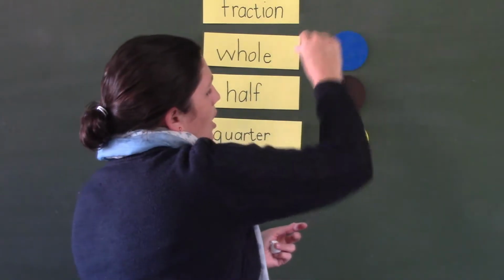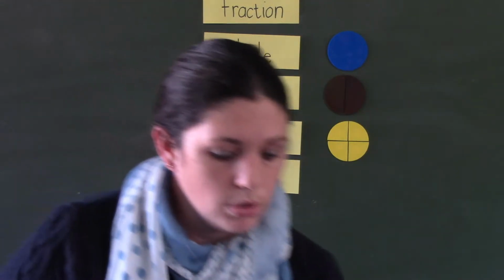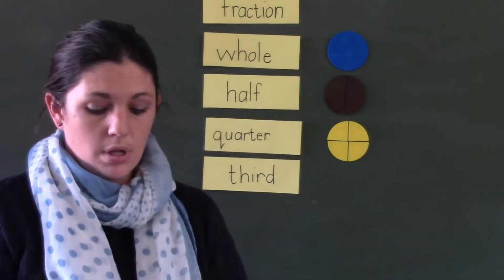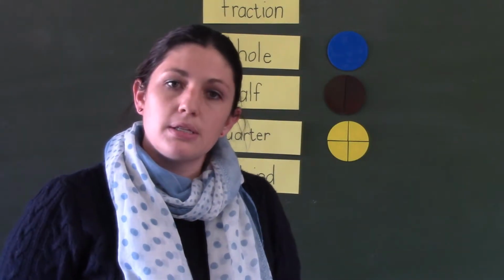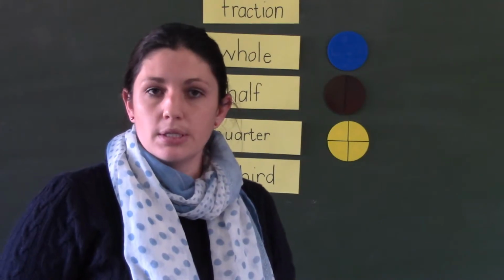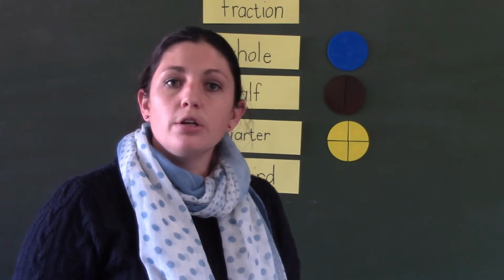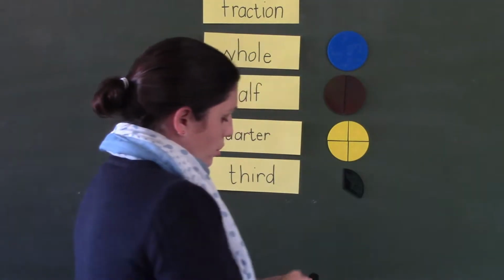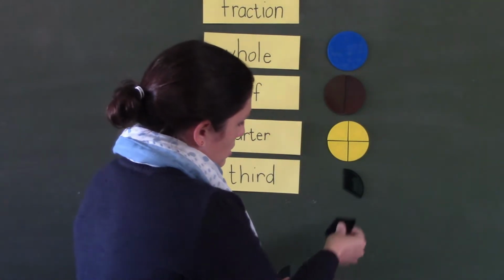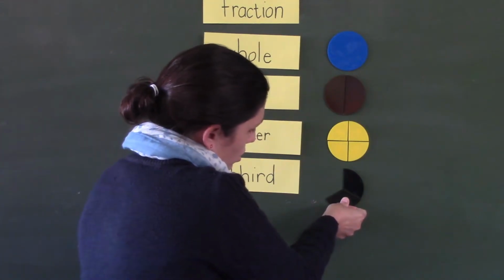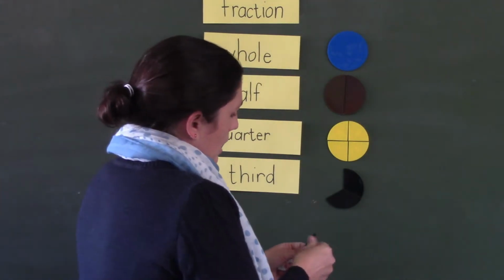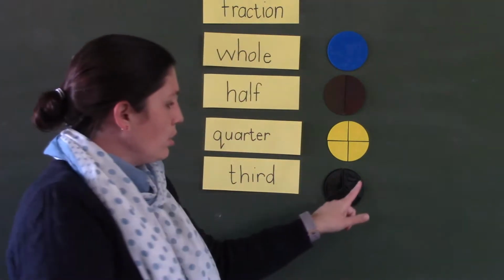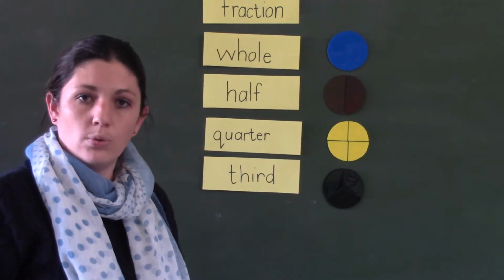Okay. Now there's another way that we can do this. If I'm sharing my pizza between 3 people, I'm going to cut it into 3 pieces, obviously equal pieces. And each piece is going to be called 1/3. So there's 1/3, 2/3, and 3/3 together make up one whole.